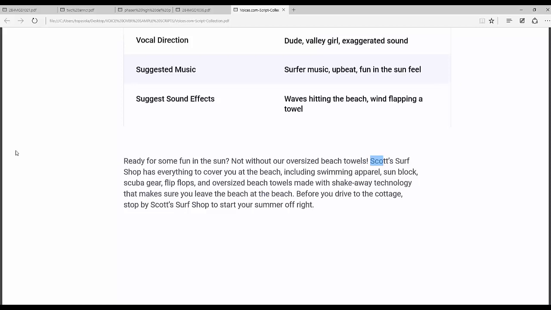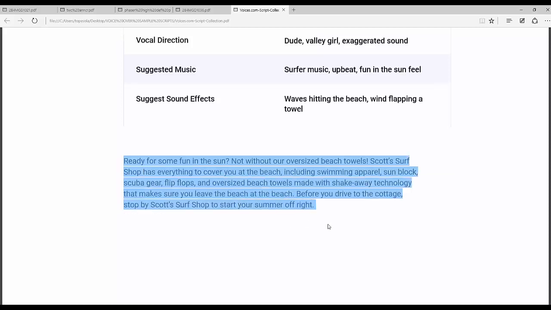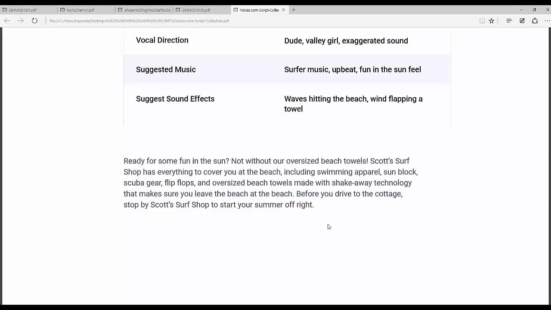I just noticed something. I didn't mention "sure" when I was reading this once. It was just now I mentioned it, because I've been saying shakeaway technology that makes you leave the beach at the beach. Now it is "makes sure you leave the beach at the beach." All right, so I'm going to take it again for the last time. You guys ready? Let's go. In, pause, out. Now breathe in before you start reading.